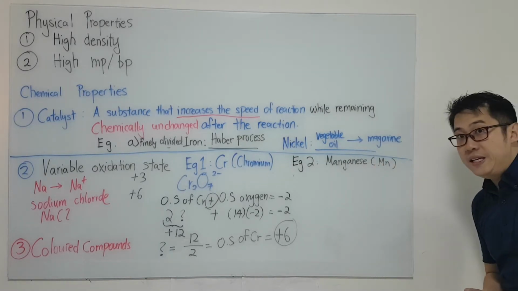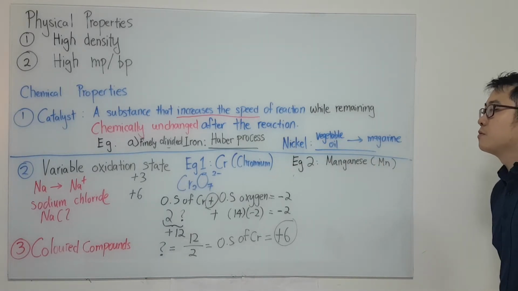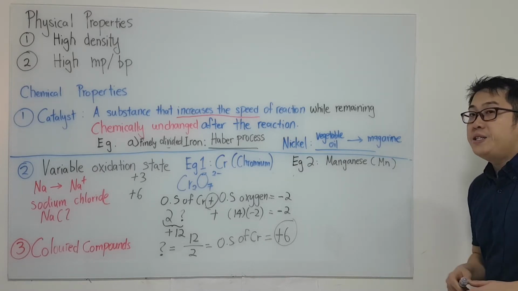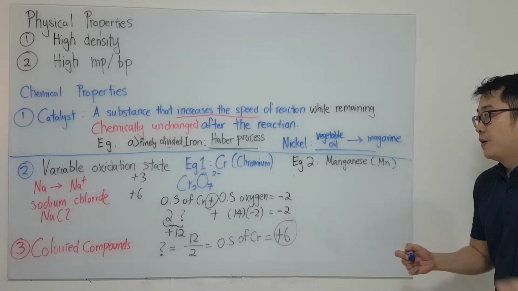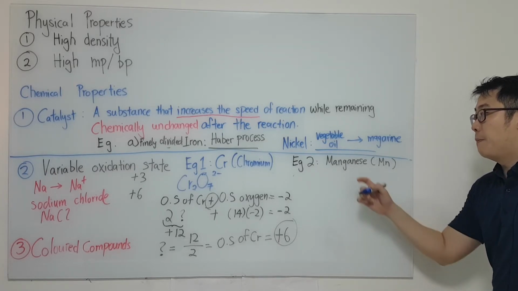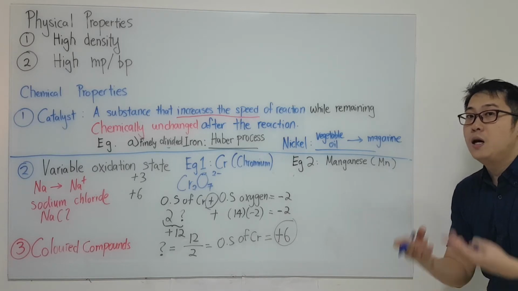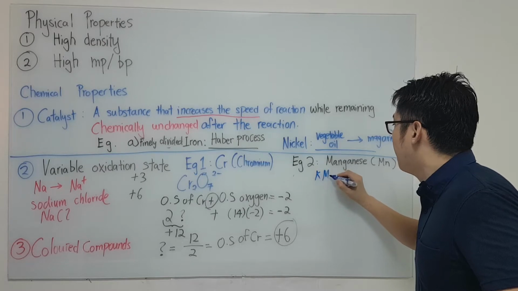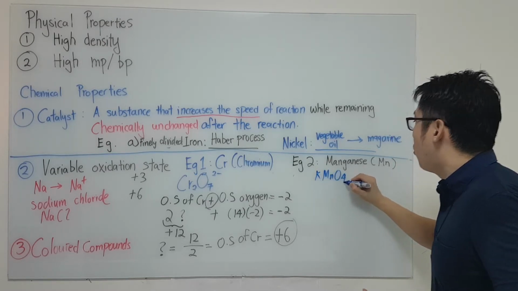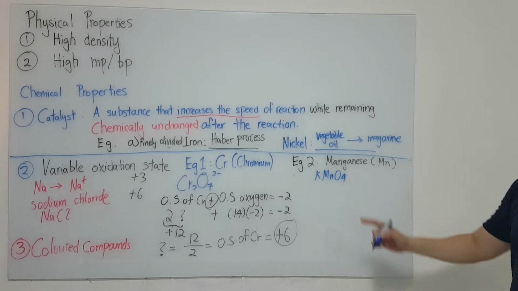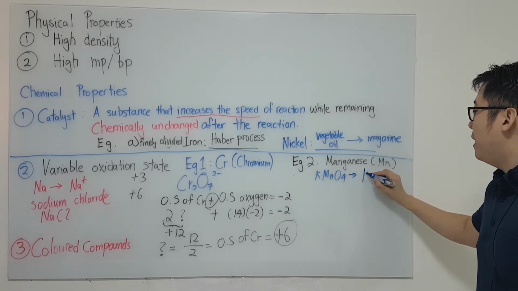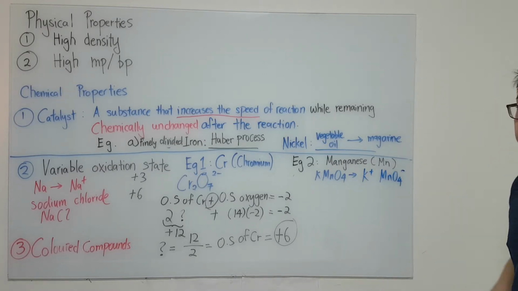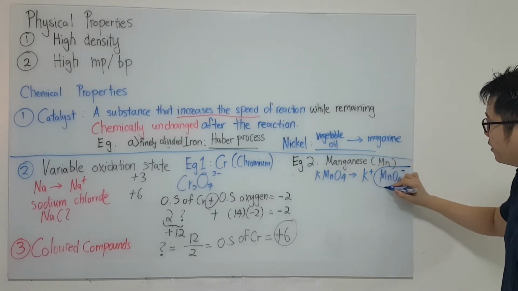Now when it comes to manganese, it has 2 oxidation states as well. For manganese, it will be +4 and +7. One of the examples I'm going to give you about manganese is your very familiar purple potassium manganate, which has the formula KMnO4. Now, if we were to open this up, it is actually K+ and MnO4-. Now let's zoom in on this ion here.